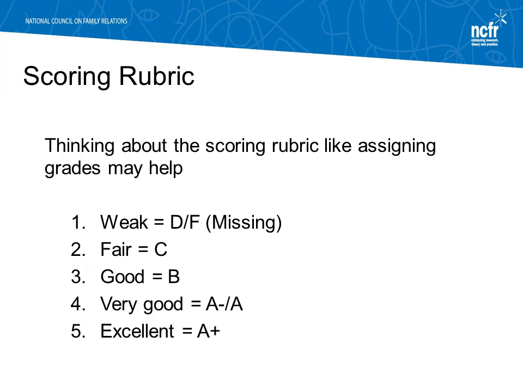The scoring rubric for most of the questions includes this kind of Likert type scale. And if you think about this as assigning grades, that may give you a mindset that is helpful as you're thinking, well, what score should I give this proposal in these different areas? So 1 really equals weak, which you could see as maybe a D or an F, or that is what you might select if the component is completely missing from the proposal.